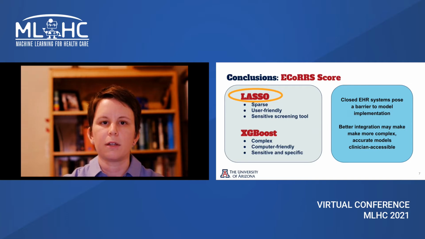We would like to highlight that one of the barriers to using a more complex and potentially more accurate score in the healthcare setting is that many of the EHRs are a closed system, such that clinicians are required to type values into an external calculator to use a predictive model. We're hopeful that continued collaboration for machine learning in healthcare will allow implementation and testing of models within the EHR environment so that complex and accurate models can become accessible to clinicians at the bedside.